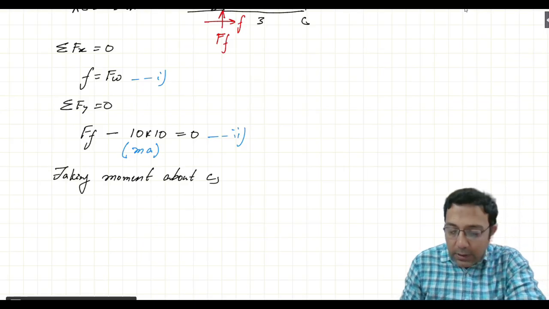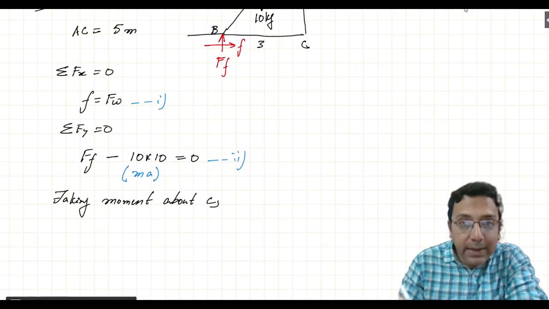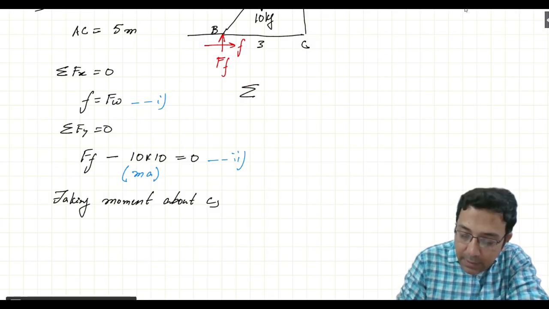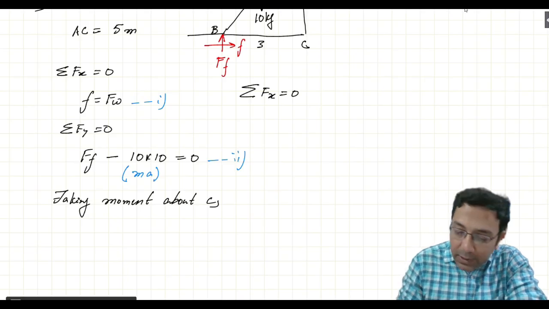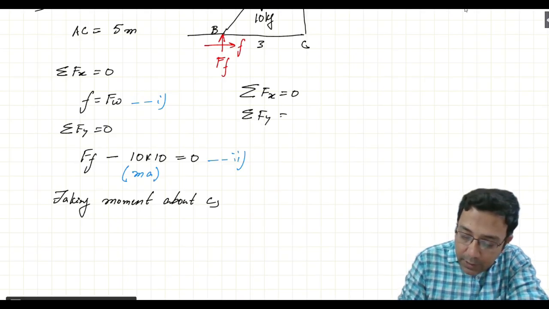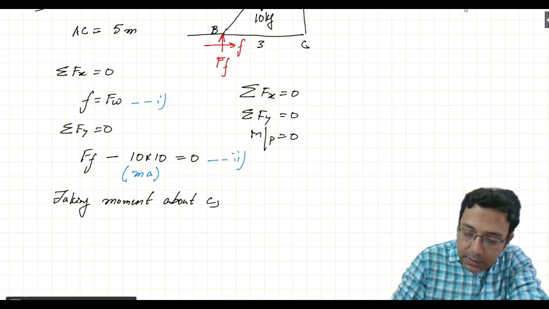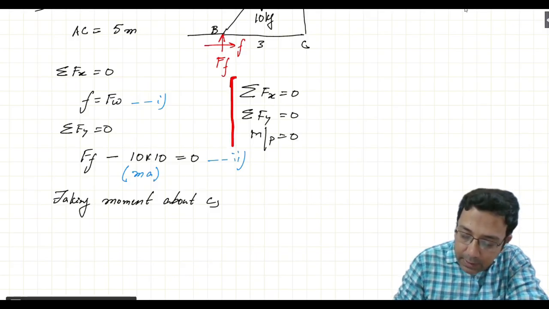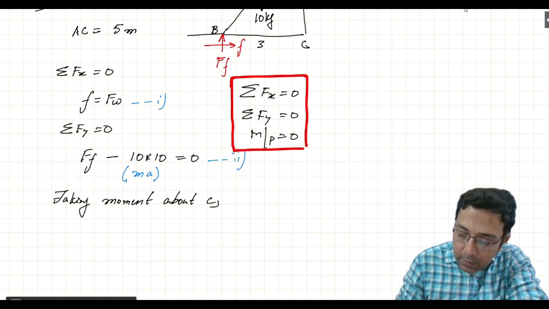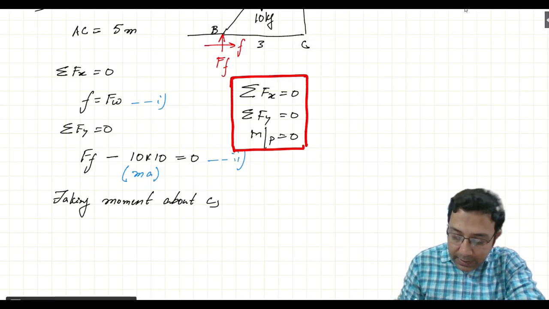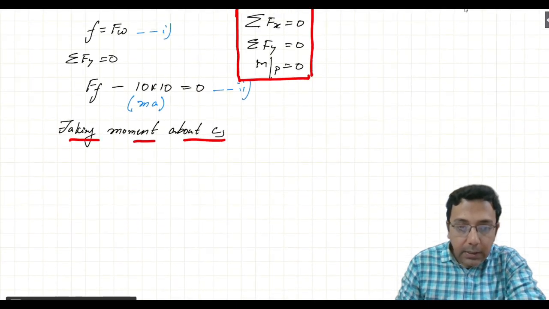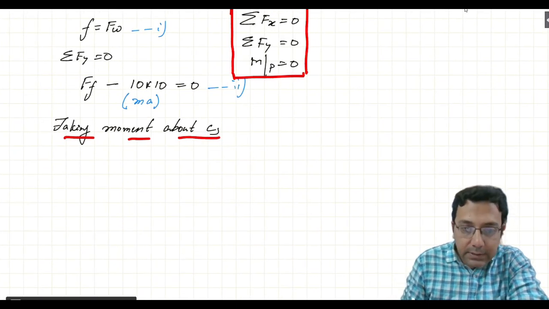About C, what are the equations that are known to us? We can write the equilibrium equations: sigma Fx equal to 0, that is, the sum of all the forces in the horizontal direction is 0; sigma Fy equal to 0; and moment about any particular point is 0. These are the three equations we can apply for an item to be in steady state equilibrium. That is why we are taking moment about the point C.